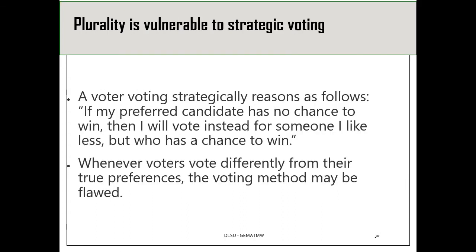Now, some faults of the plurality method is that it is vulnerable to strategic voting. The idea in strategic voting is if a voter knows that a certain candidate that he likes has little chances of winning, then that voter has the tendency to switch to a candidate that is more likely to win.